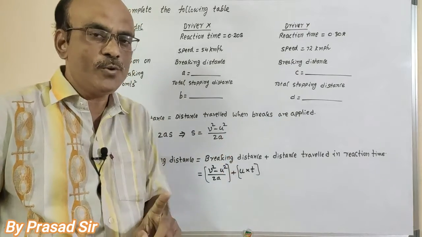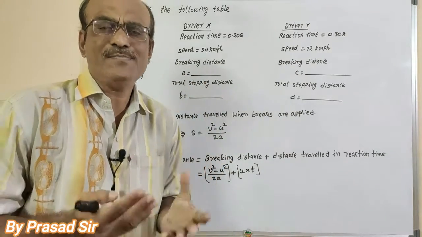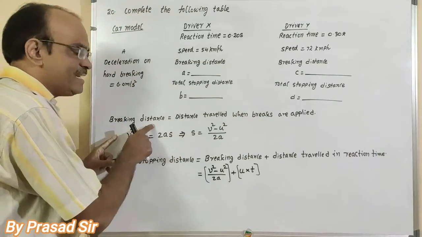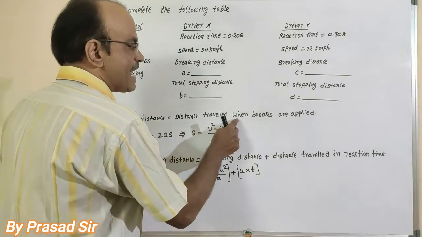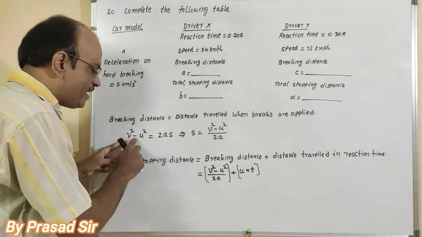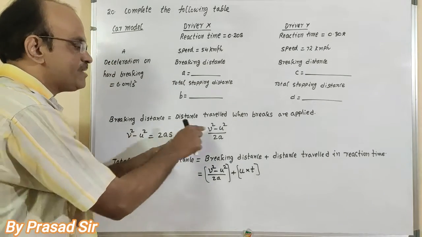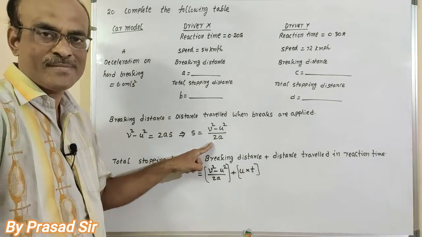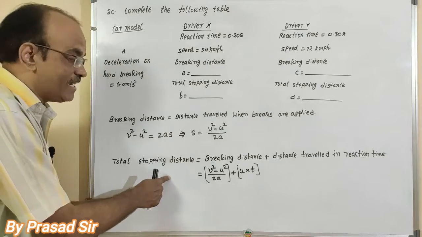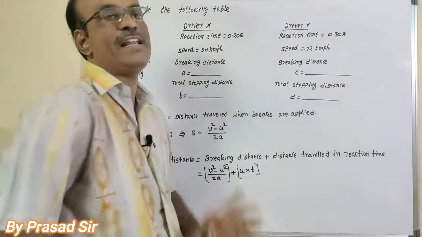But here which one do we want to calculate? Braking distance and total stopping distance. But what is meant by the braking distance? Braking distance is the distance traveled when brakes are applied. So when brakes are applied, V square minus U square equals 2AS, so S is equal to V square minus U square by 2A. And total stopping distance is equal to braking distance plus distance traveled in reaction time.